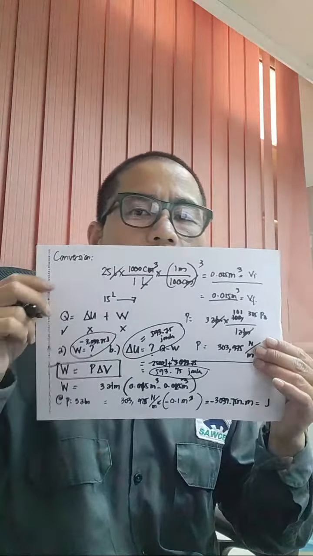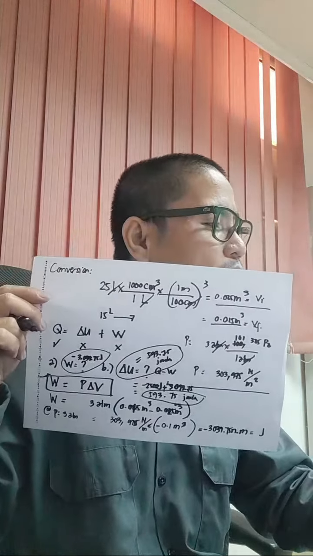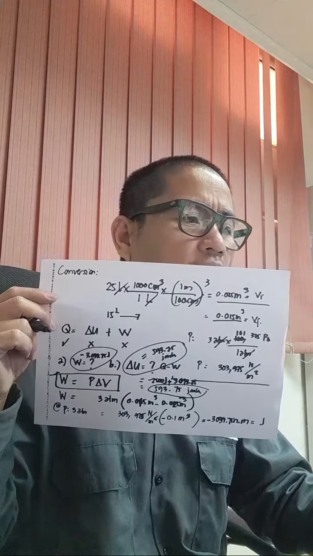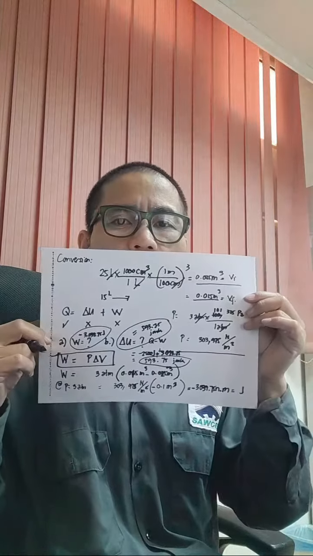So delta U is 593.75 joules. Our work is negative and our internal energy is positive. So our answer is 593.75 joules for the change in internal energy, and our work will be negative 3,093.75 joules.